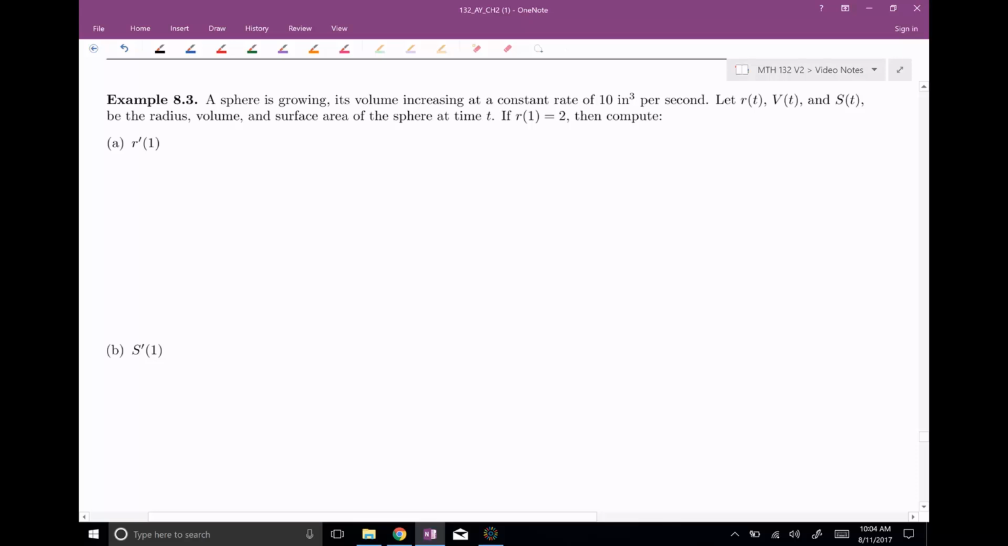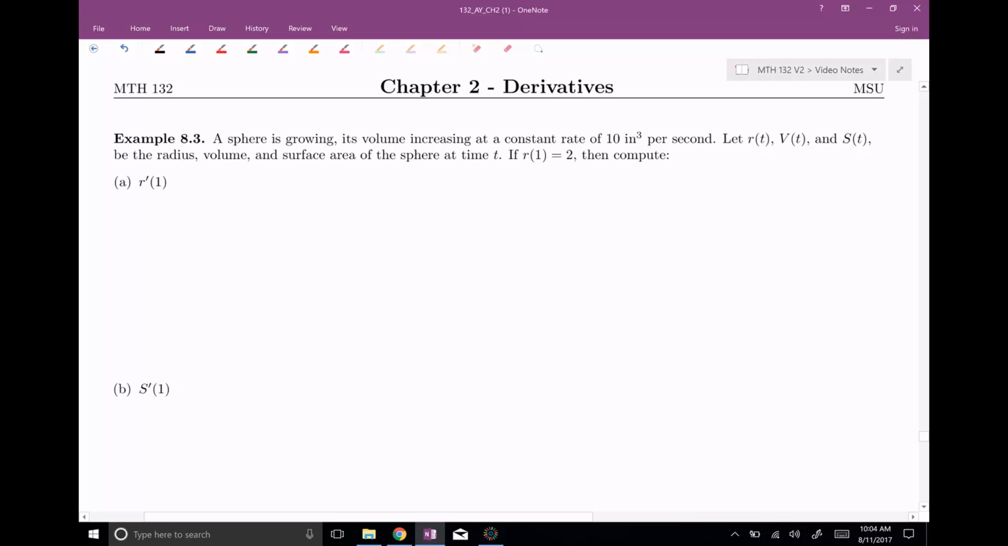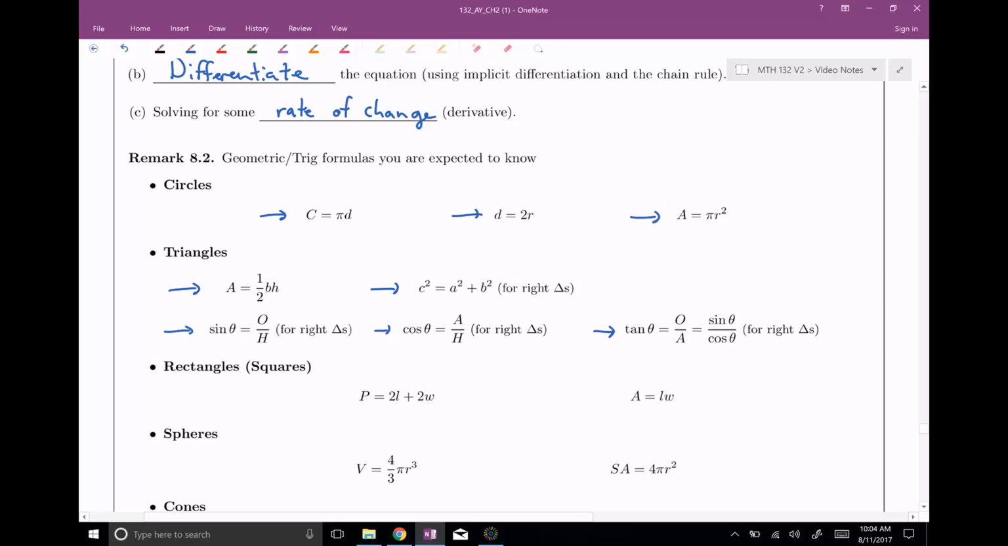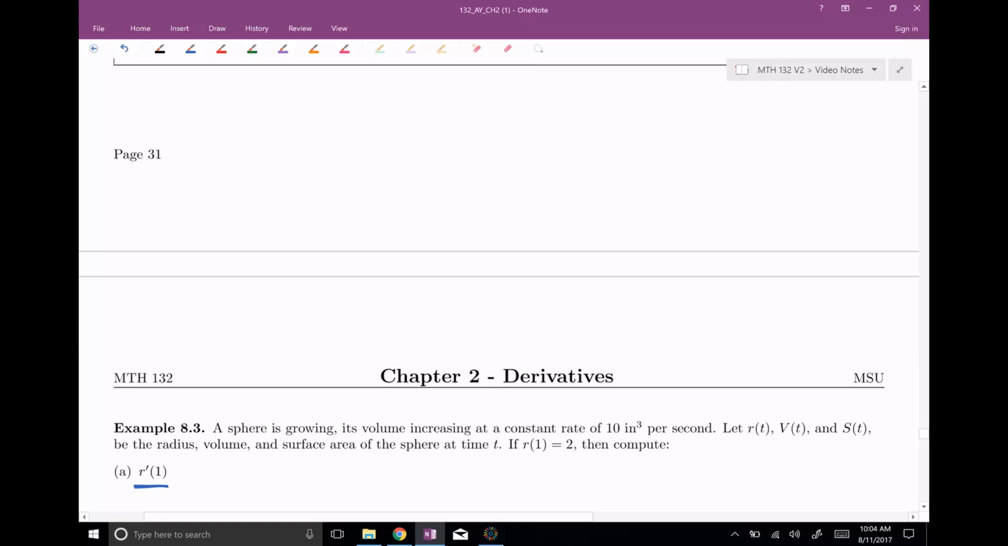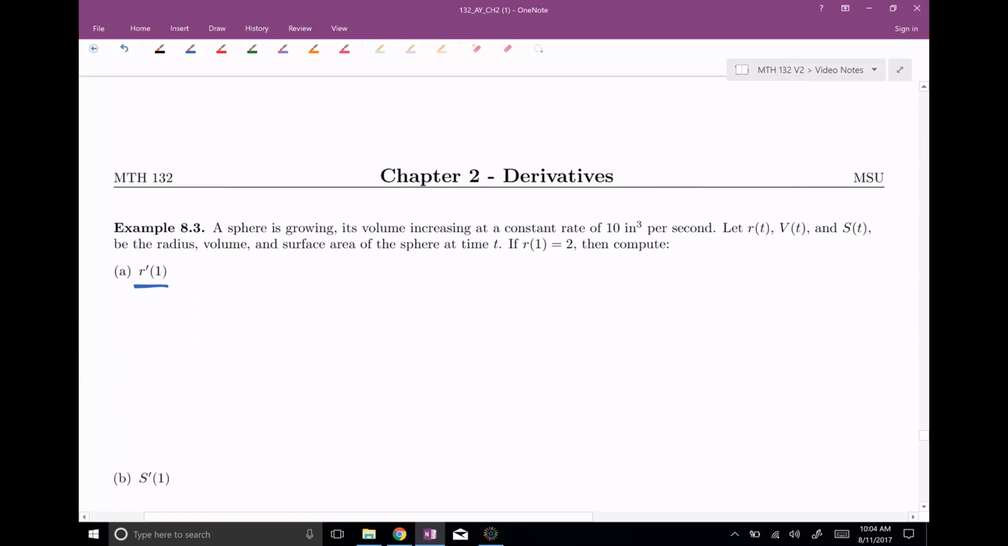Okay, the big thing here, well, first of all, maybe if I look at this, R prime of 1, we want to, first step, relate given quantities with an equation. So the given quantity, and as I kind of skim through here, well, I have something about the radius itself. The radius at time 1 is equal to 2. And then I also have that the volume is increasing at a constant rate of 10 cubic inches per second. So this is talking about a rate of change for volume, right? How is it increasing? Well, it's increasing at 10 cubic inches for every second.